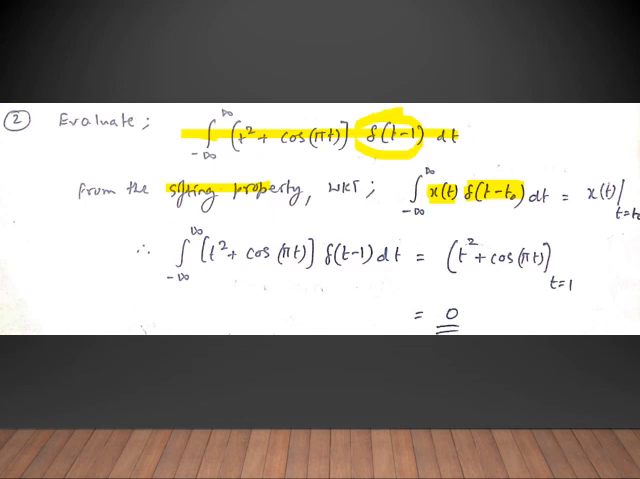So with respect to the given problem, we have delta t minus 1, so t naught here is 1. This entire t square plus cos pi t looks like x of t. So I'll consider t square plus cos pi t at t equal to t naught, that is equal to 1. If I substitute t equal to 1 into the equation, t square, that is 1 square, is 1, plus cos of pi into 1. Cos pi is minus 1. So minus 1 plus 1 is going to be 0. This is how we can find the solution for the condition.